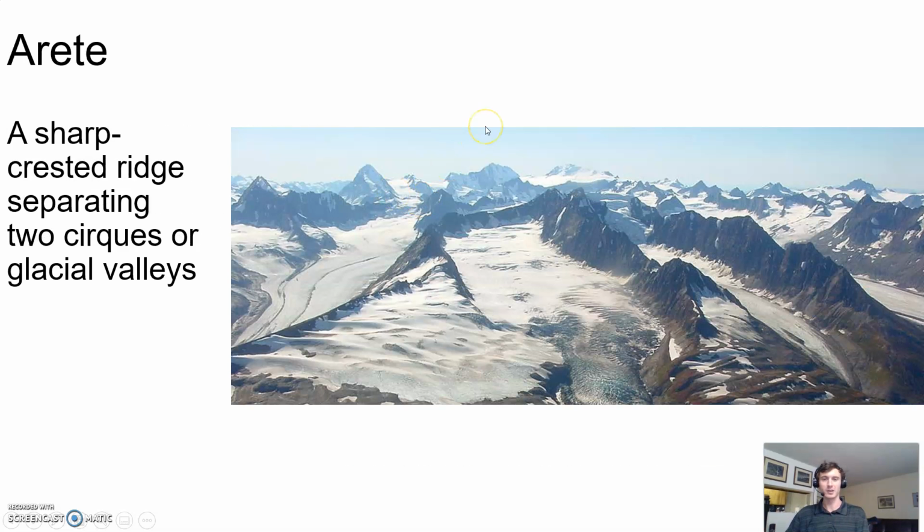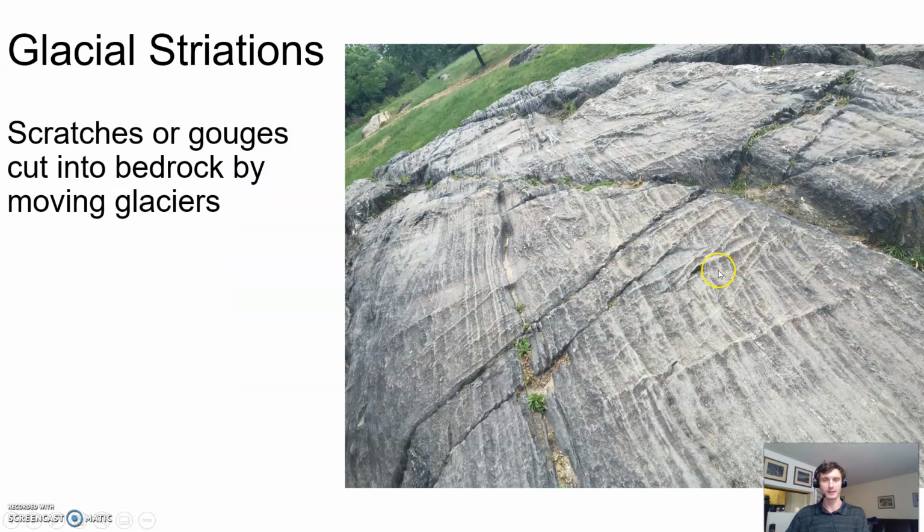You can have something called an arête. So you see here we have these valley glaciers. There's one here, there's a valley glacier here, valley glacier here, and in the middle are these very, very sharp, steep, sort of spined ridges. These are the arêtes, which separate either cirques or, in this case, glacial valleys.